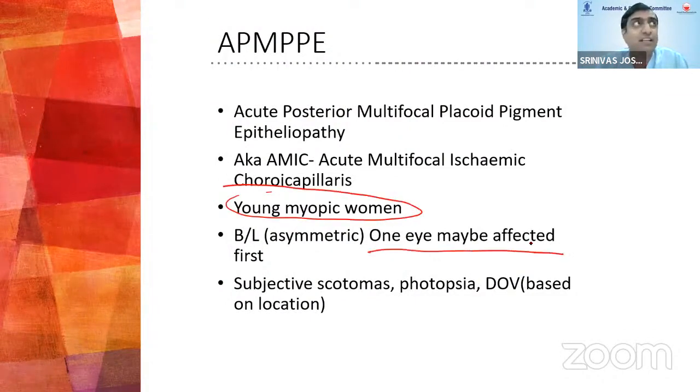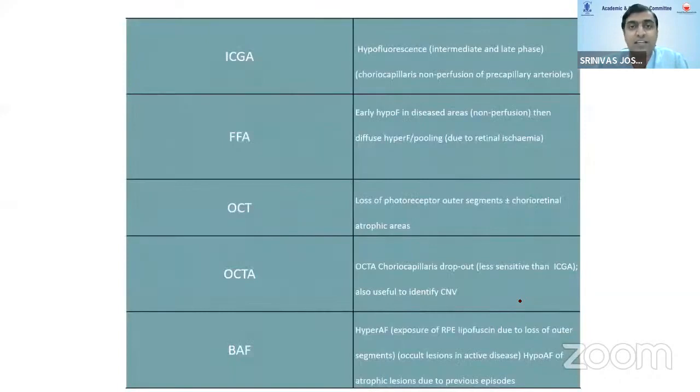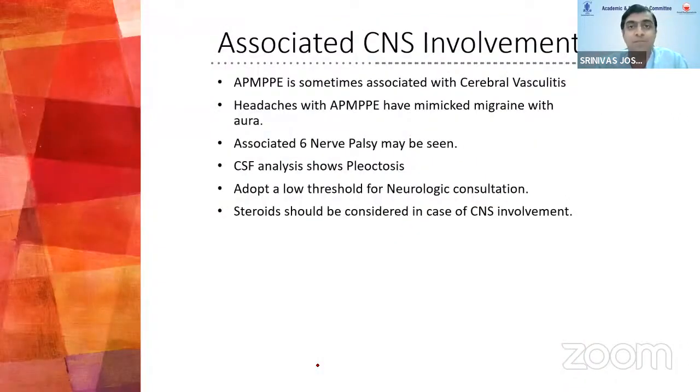So these are cases of AMPPE, which we see most commonly in young myopic women. One eye may be affected first, and the subjective scotomas, photopsia, and diminution of vision are probably based on the location. In AMPPE, it also follows the same rule, that is early hypo, late hypo. OCT shows the loss of photoreceptors, and FAF shows hyper FAF, but hypo in cases where there is atrophic lesion due to previous episodes. The associated CNS involvement is very important in AMPPE, especially when the patient presents with headache and mimics migraine with aura.